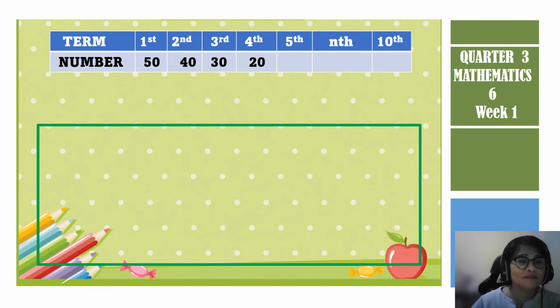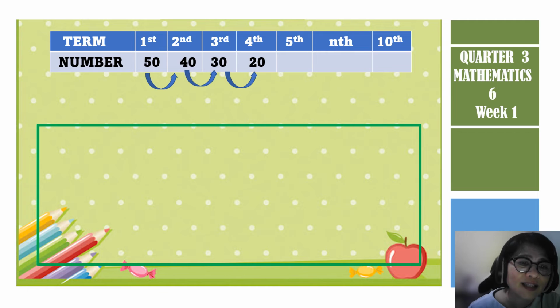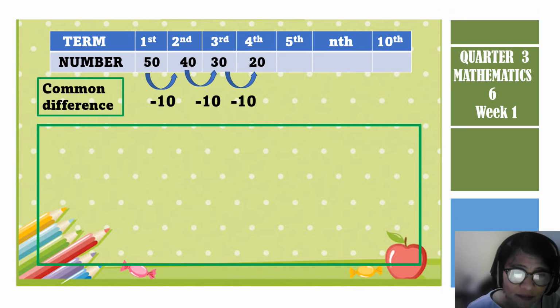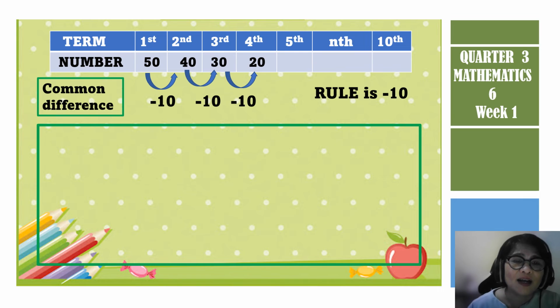We have this sequence. As you can see, the sequence is decreasing. From 50, it becomes 40, 30, and 20. Let us see if we can find their common difference. From 50 to 40, ano nangyari? We subtract 10. And 40 to 30, we also subtract 10. And from 30 to 20, we subtract 10. So their common difference is minus 10. And then our rule is minus 10.